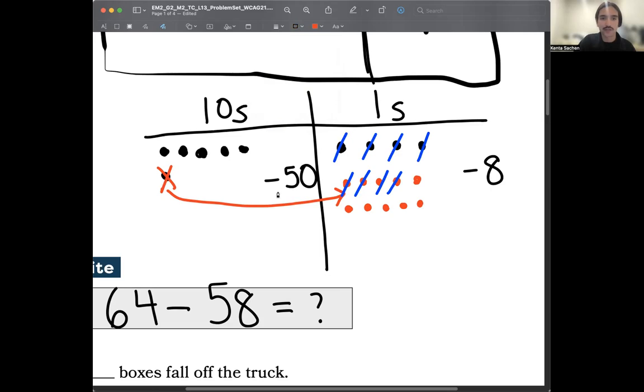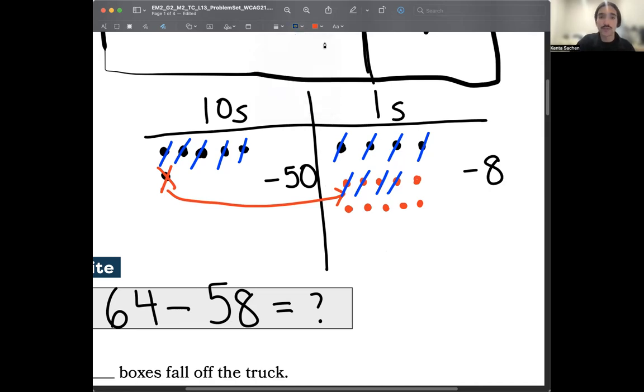Now we need to subtract 50 or 5 tens. Okay, so let's take away 50. 10, 20, 30, 40, 50. So now we started with 64 and we've subtracted 58. Remember, we need to start with our ones first. Don't start with your tens first. We need to start with our ones first.